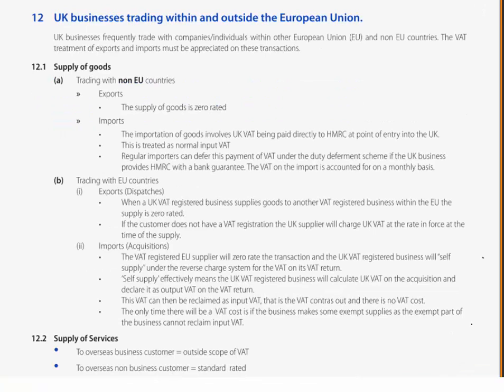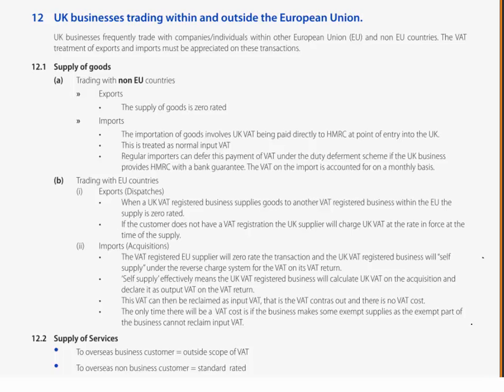Well, this final area, we now have to consider how do we deal with the VAT implications of sales made by UK VAT registered businesses to overseas customers, and how do we deal with acquisitions, purchases made by UK businesses from overseas businesses. What we've got to look at here is the supply of both goods and services. Main rules associated with the supply of goods.